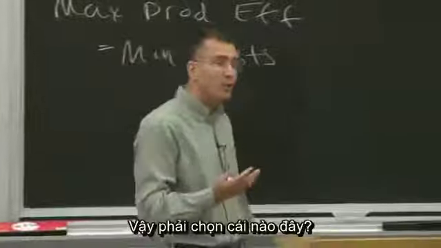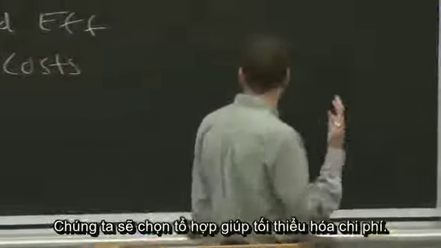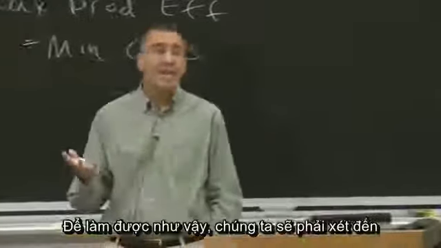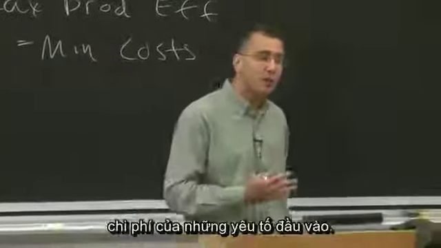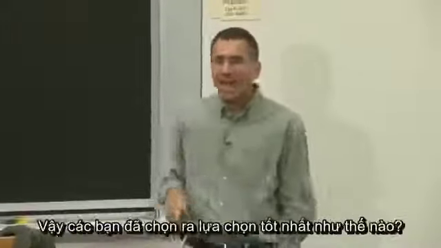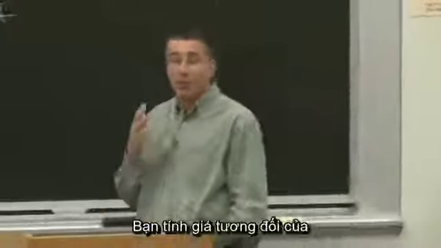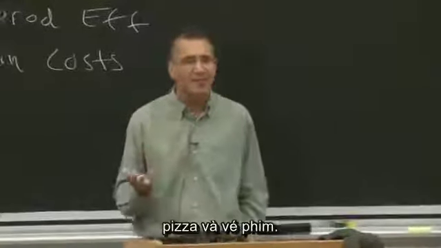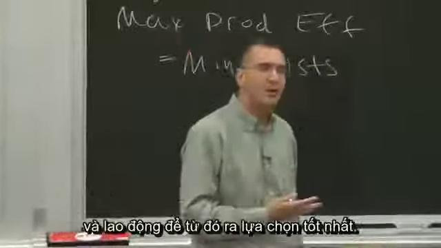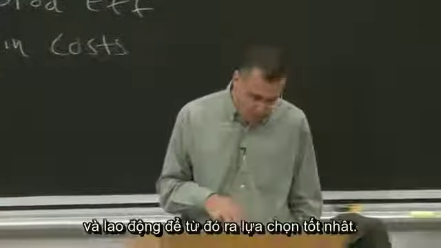Well, how do we tell which to use? We want to choose the one which is minimizing costs. So to do that, we're going to have to bring in the cost of those inputs. Just like with pizza and movies, all of which leave you indifferent, how do you decide which to choose? You bring in the relative price of pizza and movies. Here we're going to bring in the relative price of capital and labor to determine how we choose between capital and labor.